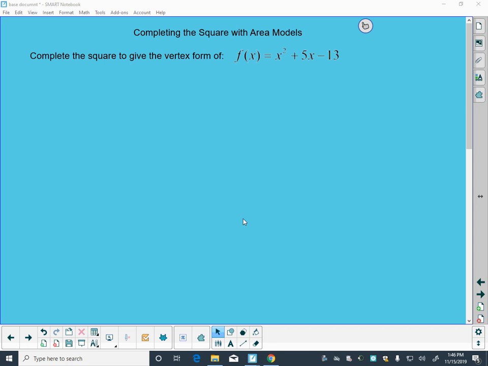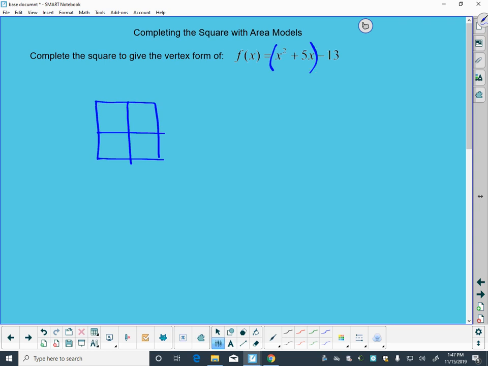All right, let's explore completing the square with area models. This is the process by which we change a standard form quadratic into its vertex form. This one is a pretty simple one to start with. The idea of completing the square is that we literally want to make a square. And from this, I'm going to group some things together here.